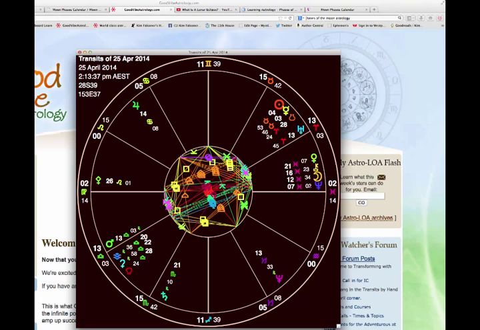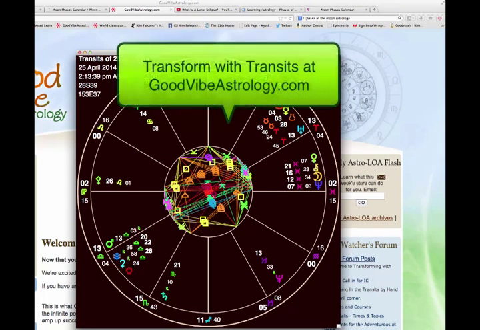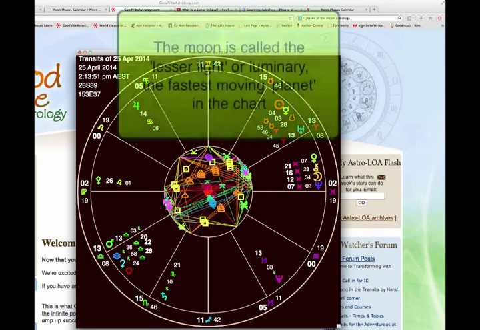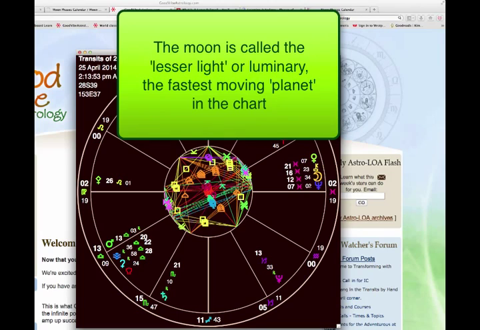Today I'm here to talk to you about the transits of the moon. This is part of our ongoing Transform with Transits course, and it will support the kinds of dialogues we're going to have on the calls and in the forums as we look at the moon, the fastest moving planet we have out there in our astrological solar system.